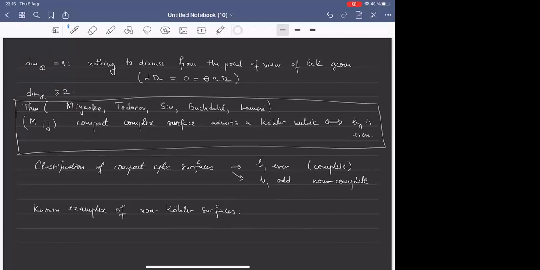Inoue surfaces, Kato surfaces, Hopf surfaces, Kodaira surfaces, and properly elliptic surfaces. In this lecture, we shall talk about all these cases and which ones admit LCK metrics and which don't. But I will focus mainly on Inoue surfaces and on Kato surfaces, to explain in detail their definition and how to find LCK metrics.